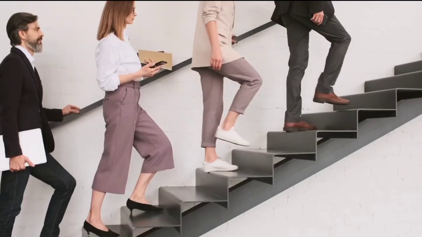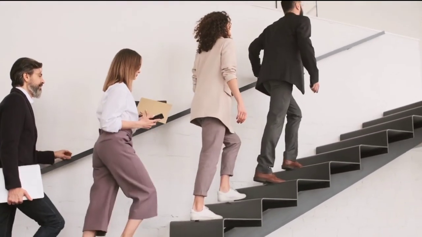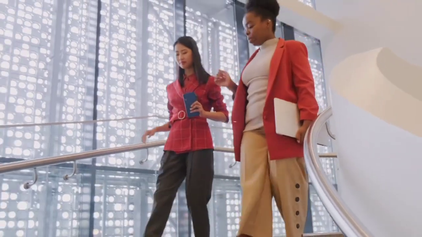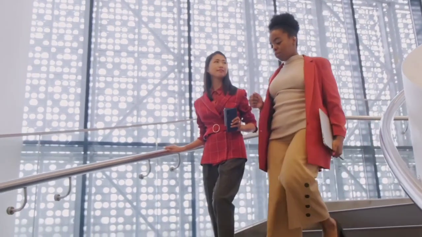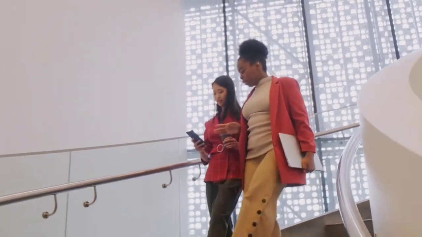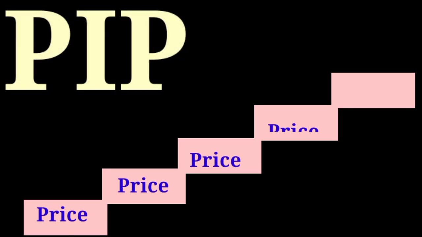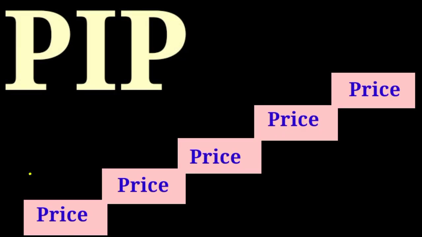So PIP simply means price in points. It is like the steps that price takes to move up to a height, or the steps that price takes to move down to a depth. In other words, PIP is the step-by-step movement of price to either rise or to fall.